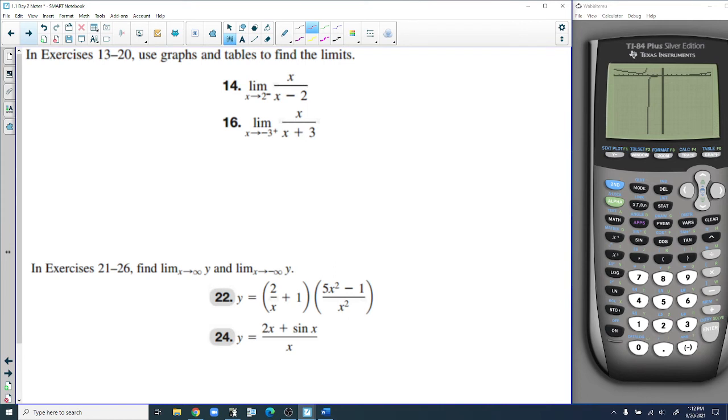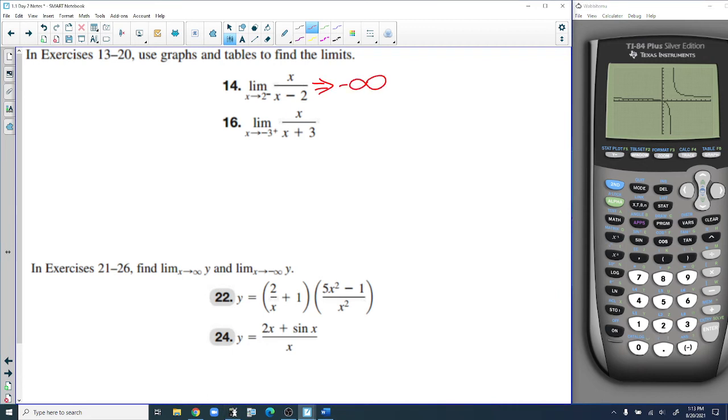Use graphs and tables to find the limits. So let's use graphs and tables here. We have x divided by x minus 2. And we want values that are very close to the left of the vertical asymptote, to the left of 2. Well, if we graph this, I should probably use the standard window. I'll wait till this finishes. Zoom 6. We see to the left of 2, this is going down to negative infinity.